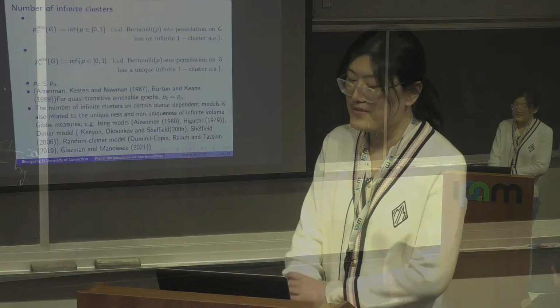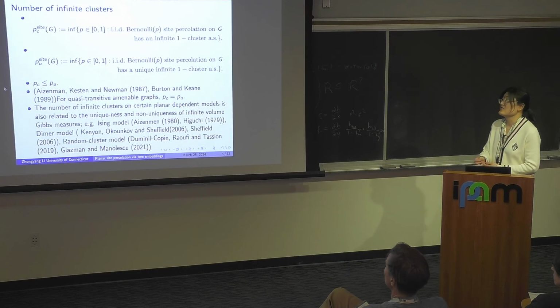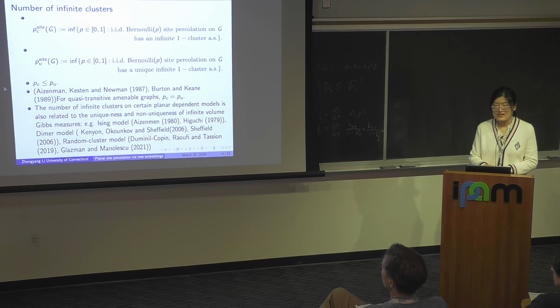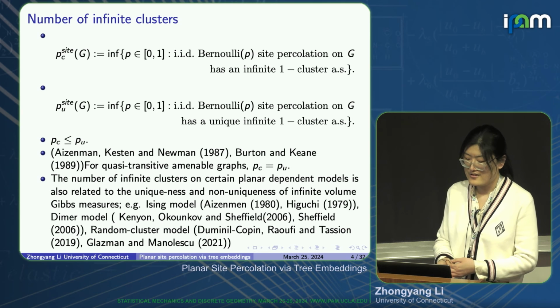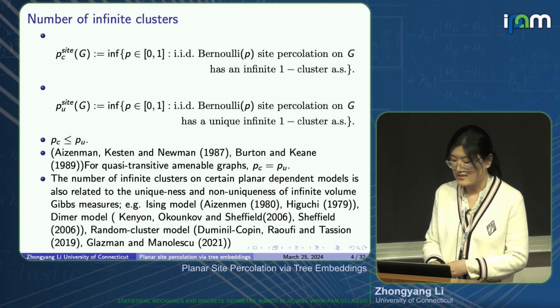And then the number of infinite clusters. The percolation model is an independent model. On certain dependent models, such as certain two-dimensional dependent models, the number of infinite clusters is also related to the uniqueness and non-uniqueness of infinite volume Gibbs measures. For example, the Ising model, the Potts model and the random cluster model.